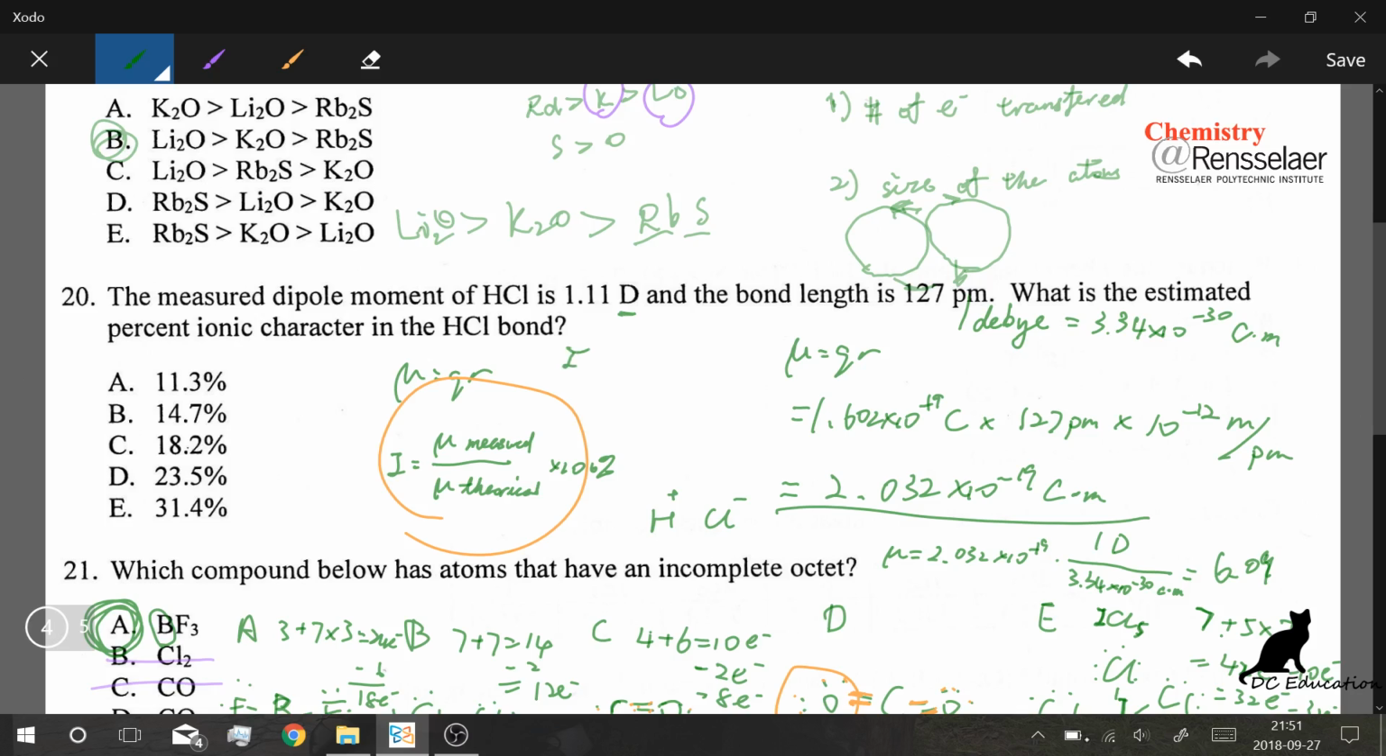So I equals, oh no, it's 1.11, which is the measured dipole moment in debyes, over the theoretical dipole moment, which we just calculated, 6.09 debyes, times 100%, which gives you 18.2, and that's exactly answer C over here. Okay, we'll stop here.